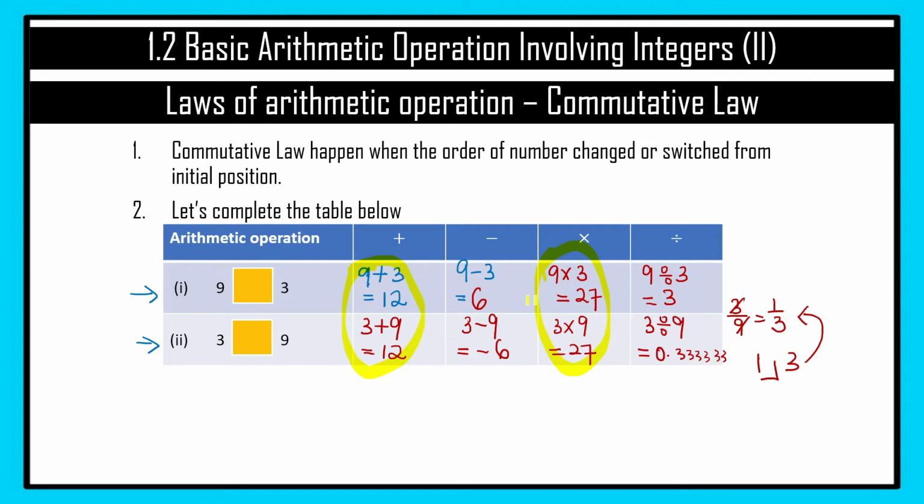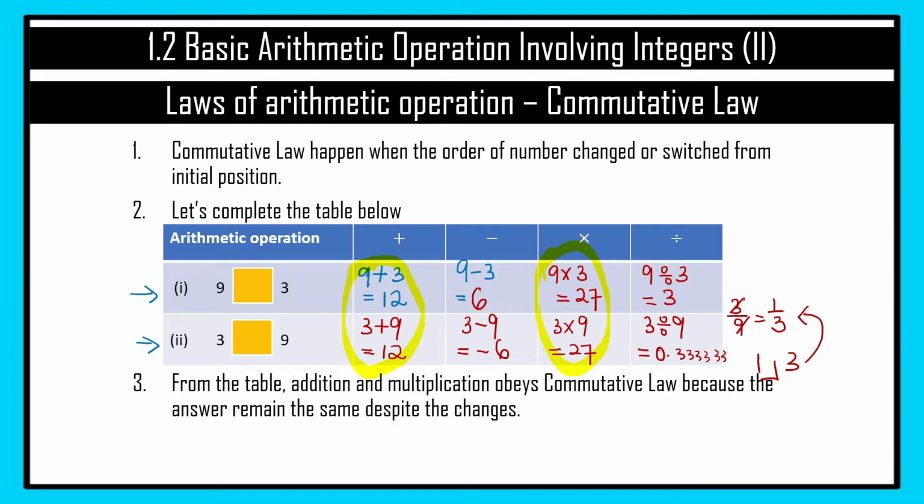Because these two have the same answer, we say that addition and multiplication obey the commutative law. The ones that don't have the same answer don't obey the commutative law. It means that you cannot switch position when you minus or divide. Switching the position can affect the answer.